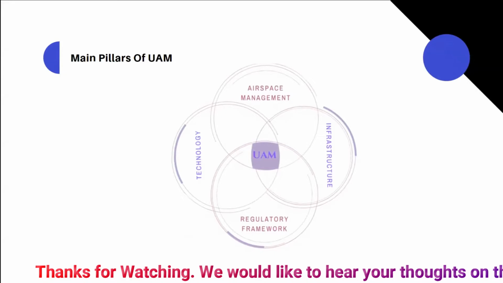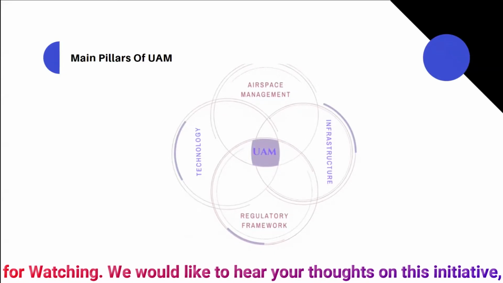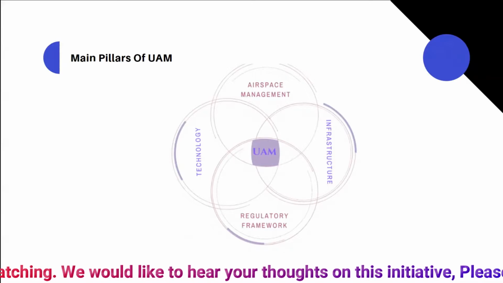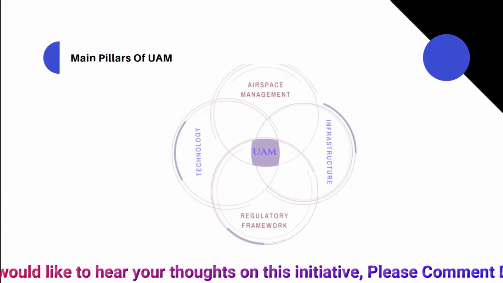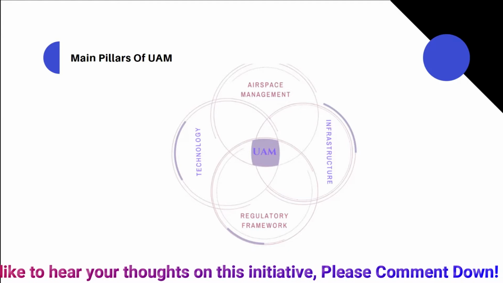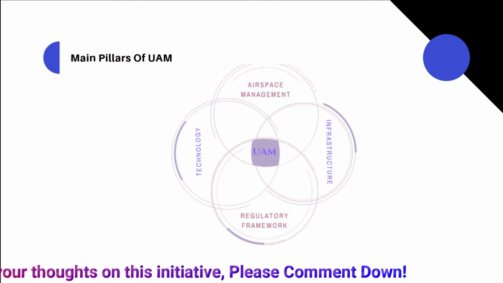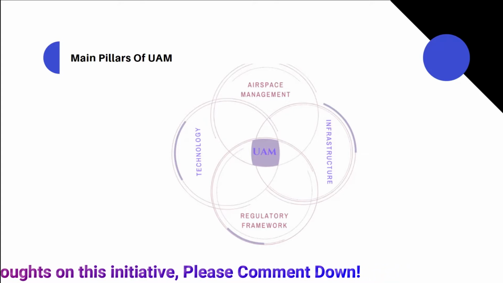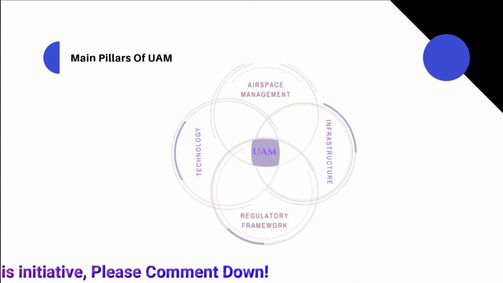I spoke about UAM, but let's elaborate on the term. UAM is based on four major pillars. First is the technology, of course. Then airspace management, which is of course important, as you all know. Then the infrastructure, because these are not helicopters and not airplanes, so they have their own kind of infrastructure. Then the regulatory framework. These are the four main pillars UAM is based on.